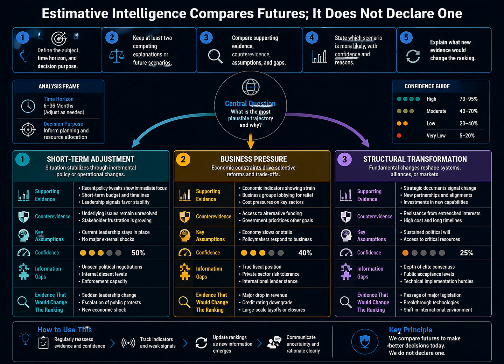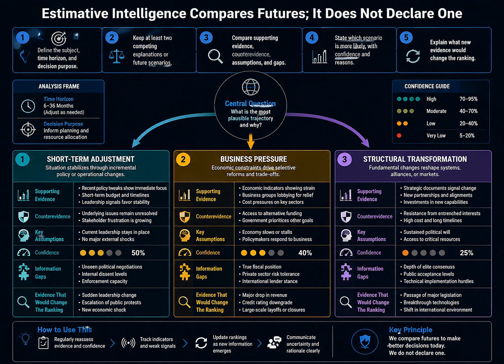First, define the time horizon and the decision the estimate will support. Then keep at least 2 plausible explanations. A hiring decline could reflect a short-term adjustment, operating pressure, or a broader business transformation. Each scenario needs supporting evidence, counter-evidence, key assumptions, and information gaps.